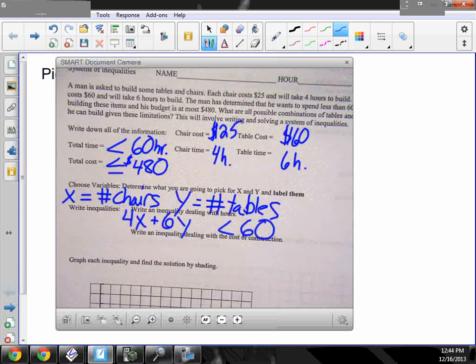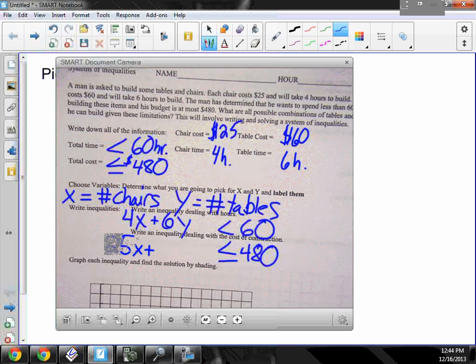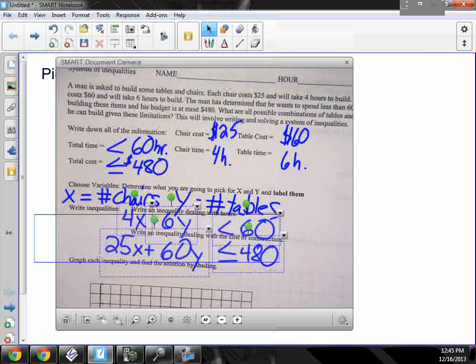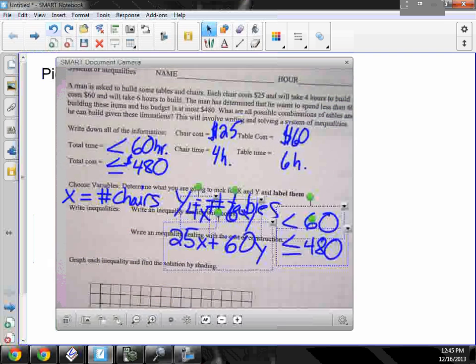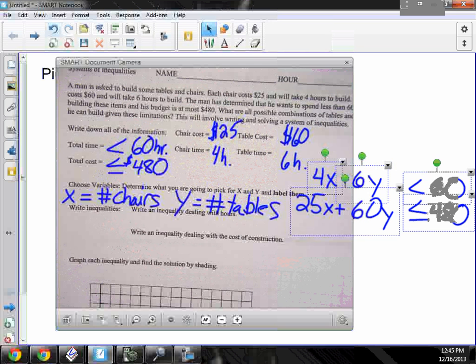Okay? Write an inequality dealing with the cost of construction. So I know his budget is less than or equal to $480. How much is he going to spend building chairs? 25 times the number of chairs, which we defined as x. So it would be 25x plus 60y is less than or equal to 480. What kind of line is that? Solid line. Good. Okay, so I'm going to move those over.